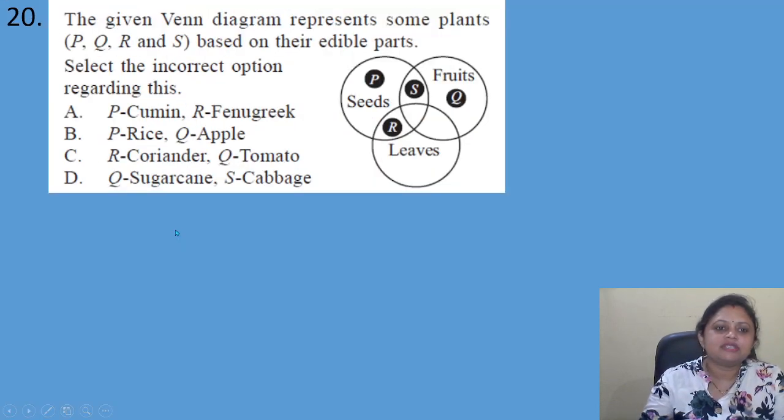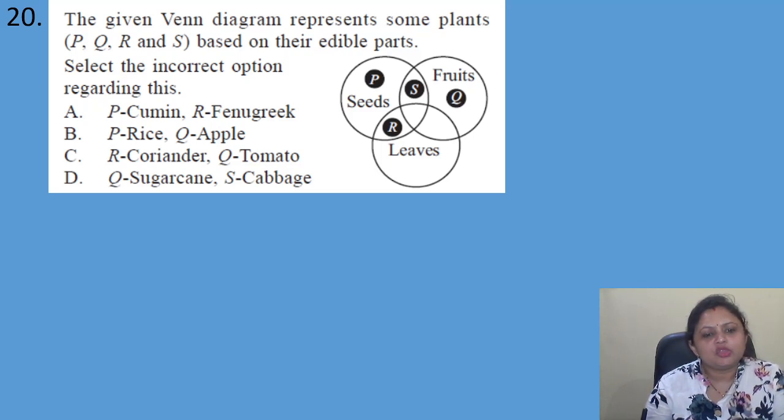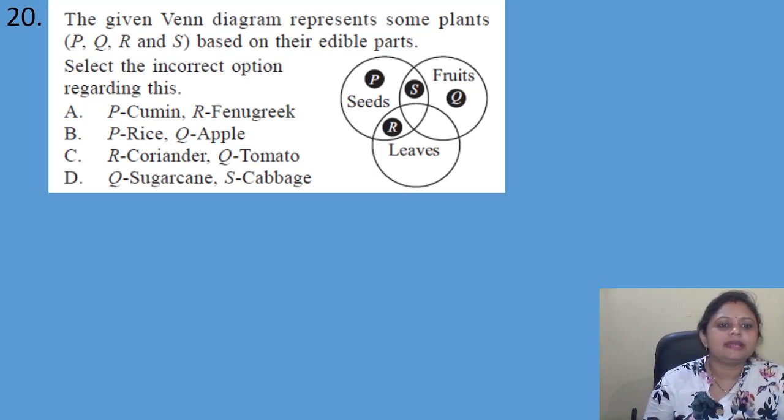Coming to the next question, the given Venn diagram represents some plants P, Q, R and S based on their edible parts. Select the incorrect option regarding it. Options are A. P cumin, R fenugreek. B. P rice, Q apple. C. R coriander, Q tomato. D. Q sugarcane, S cabbage. Okay. So we have to find the incorrect option.